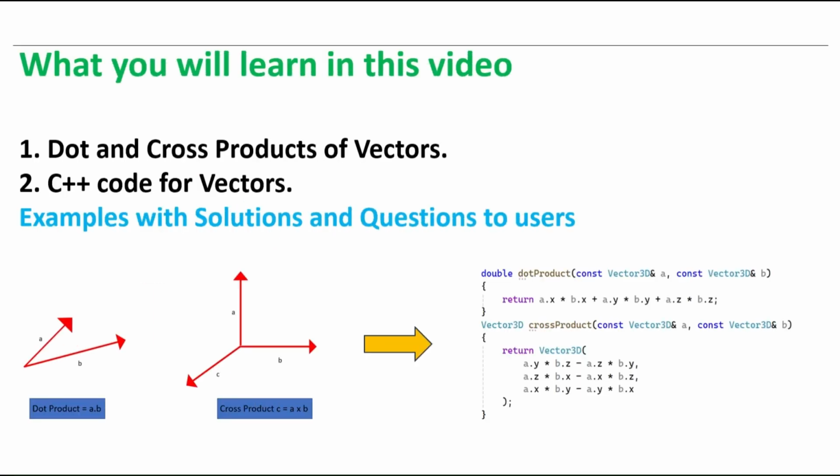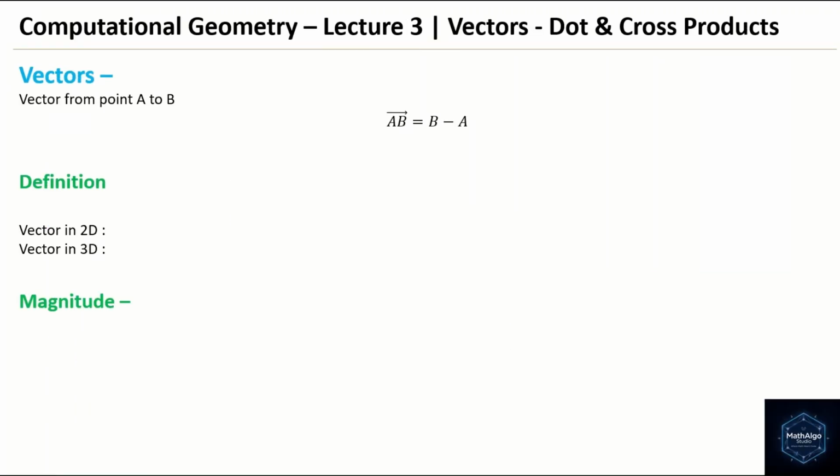In this lecture, you will understand dot product and cross product geometrically, not just as formulas. By the end of this video, you will also see how to implement them in C++ and understand where exactly they are used in computational geometry. Now let's begin lecture 3, where we move into one of the most important building blocks of computational geometry: vectors.